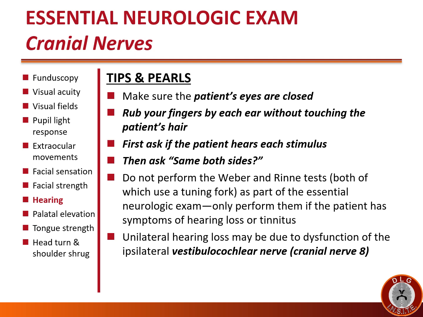Do not perform the Weber and Rinne tests, both of which use a tuning fork, as part of the essential neurologic exam. Only perform them if the patient has symptoms of hearing loss or tinnitus. Unilateral hearing loss may be due to dysfunction of the ipsilateral vestibulocochlear nerve or cranial nerve 8.